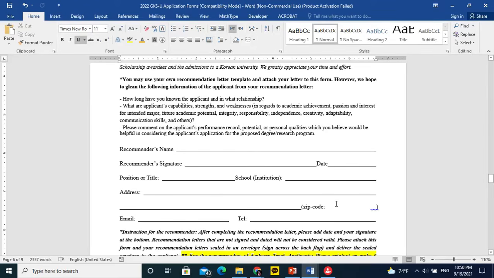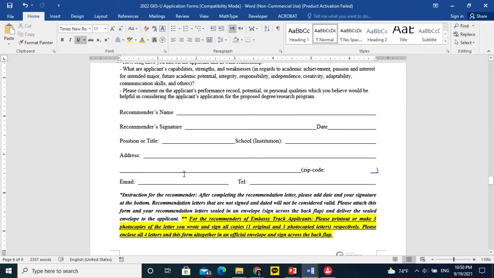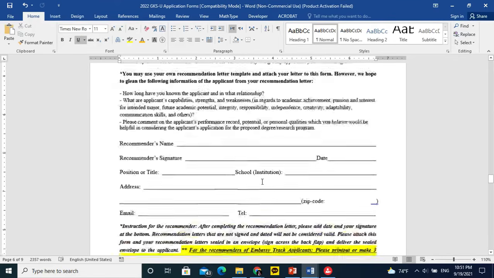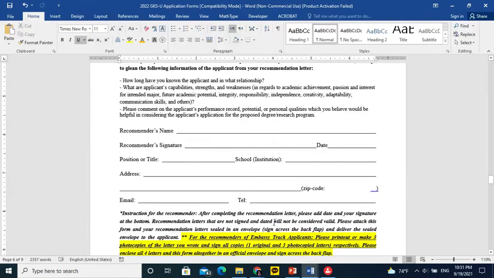And then zip code. Zip code is like postal code. You can search the city name in Google and find the postal code or zip code for the city. For example, Islamabad, and you will get it, but this is optional. If you have it, you can write it. Then the recommender's email address, and his telephone number. If he does not want to mention his personal phone number, he can write his school phone number, which is mostly available in schools.